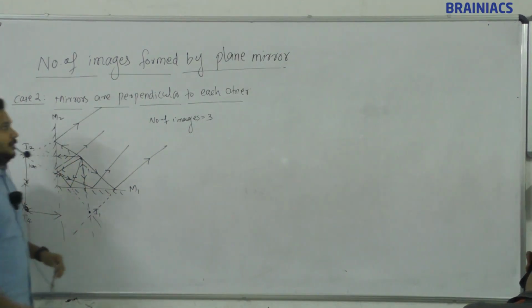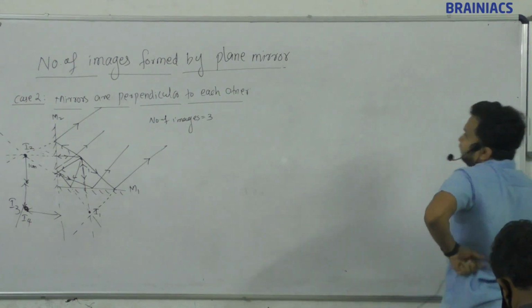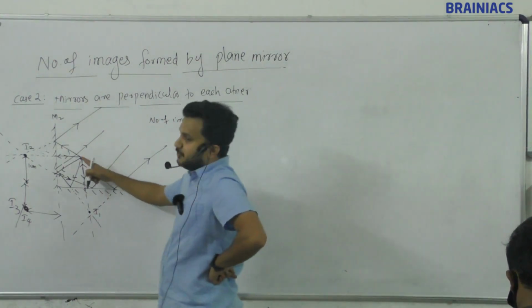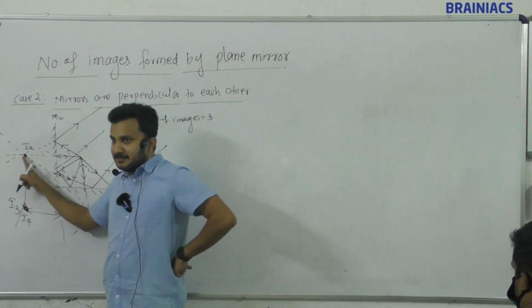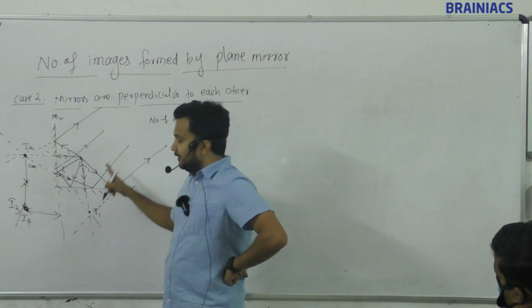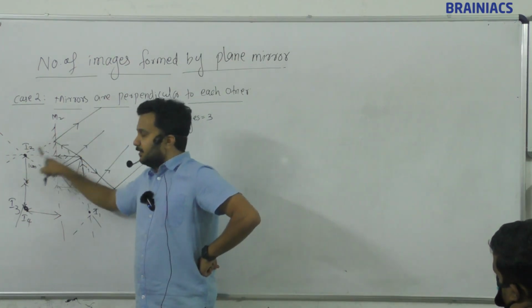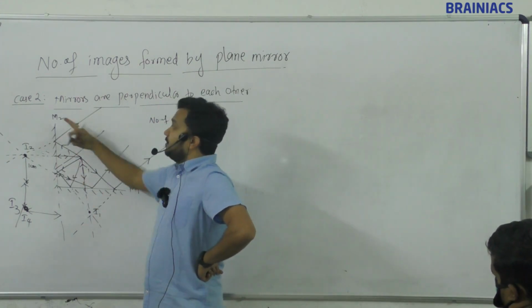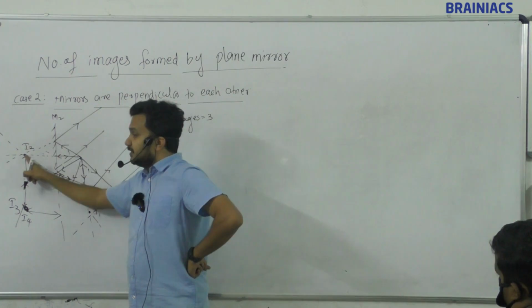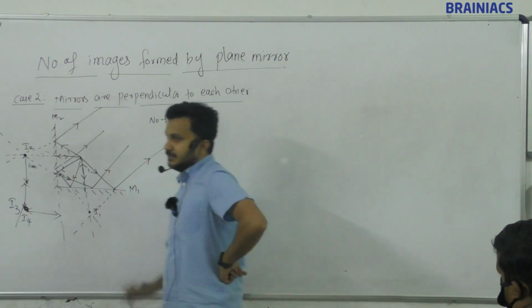That things we make use of here. For example, you see object, image. In this case, this object will give rise to I2, and this object will give rise to I1. I1 is another object for M2, and I2 is another object for M1. Actually, this is 3 vertices.